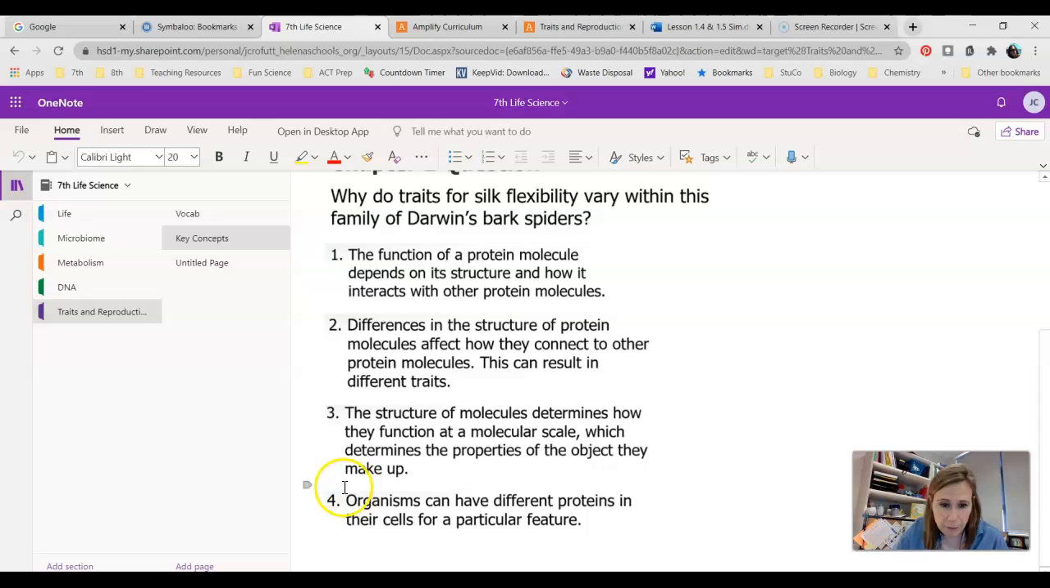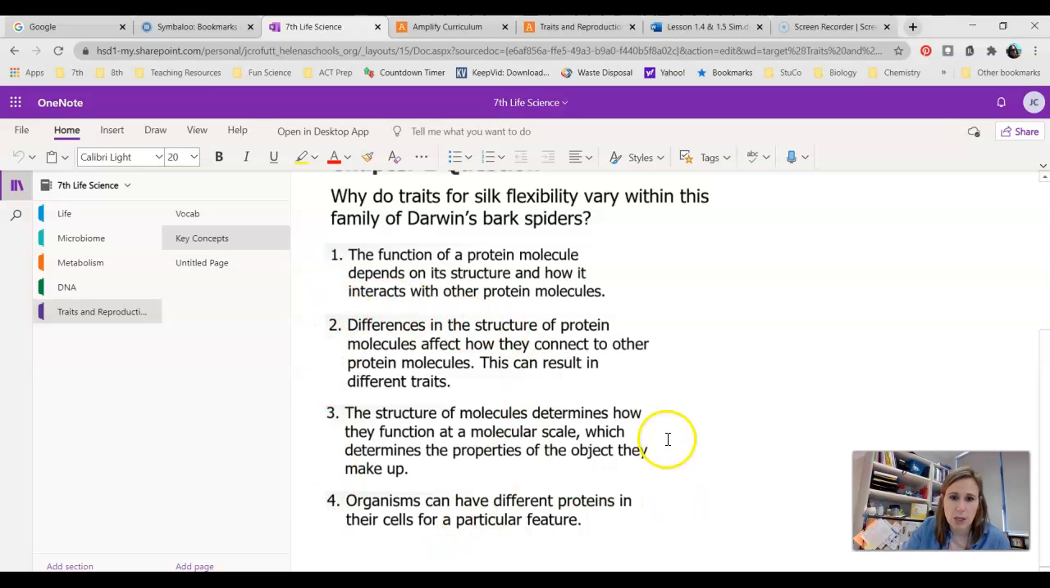And then finally, number 4: organisms can have different proteins in their cells for a particular feature. Just because we have this one protein for our spider silk doesn't mean that a protein for venom would be the same shape. We have a completely different protein that controls it, and again, that's all controlled by our DNA, or instructions on how to make that protein. So those are the 3 concepts that we're going to go through today.